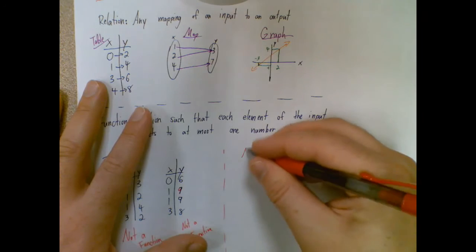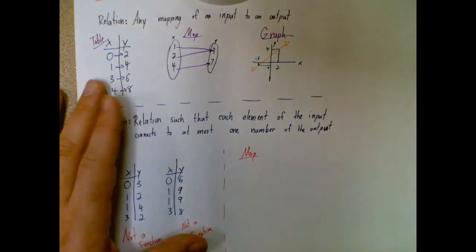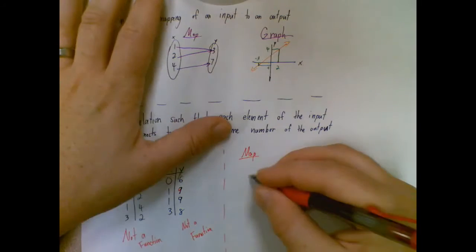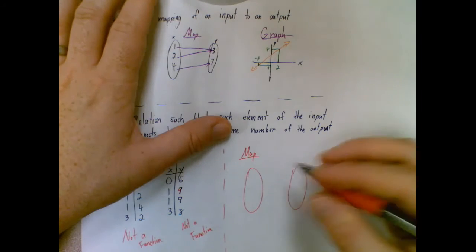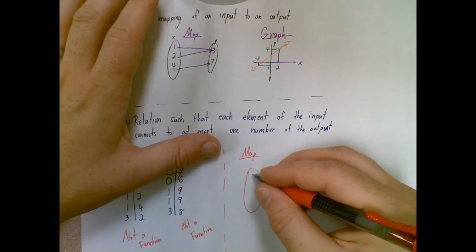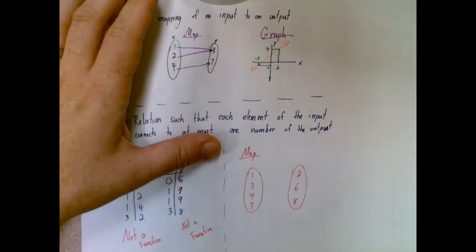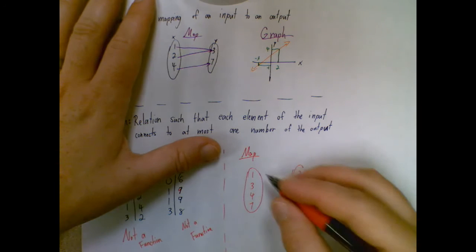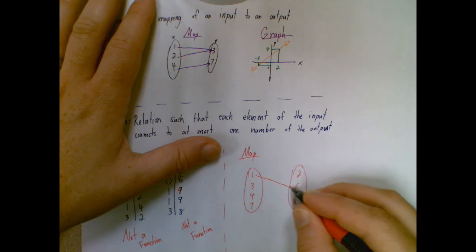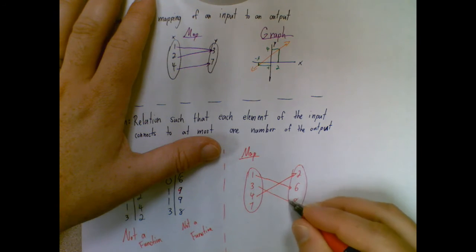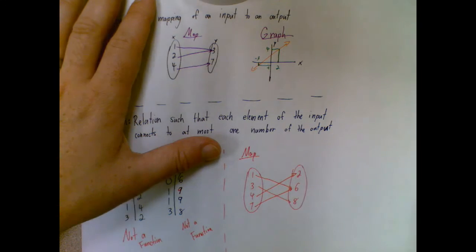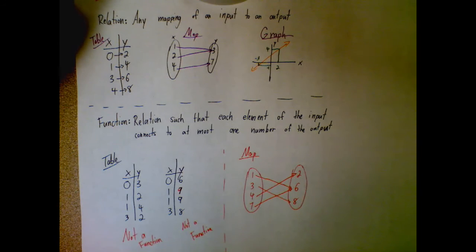All right, what about a map? I personally think maps are the easiest one to see this on. So if I have a map, and I have the numbers 1, 3, 4, 7, and 2, 6, 8. Looking at this one, if I have arrows that do this, is this a function? Okay, let's go through one at a time and find out.